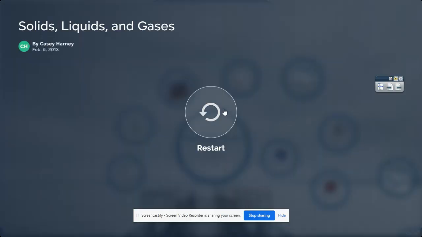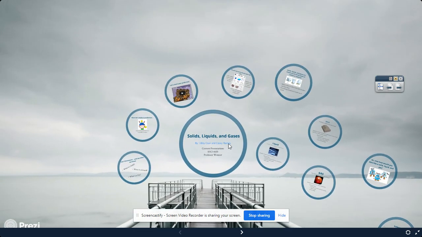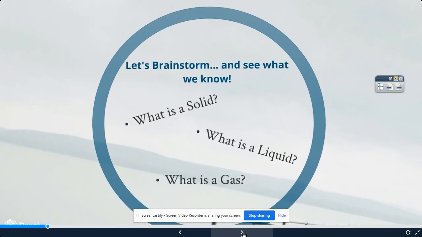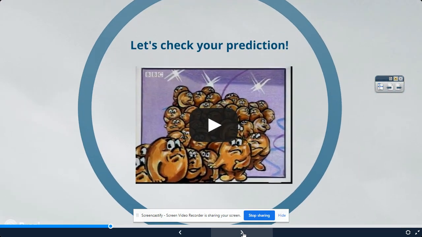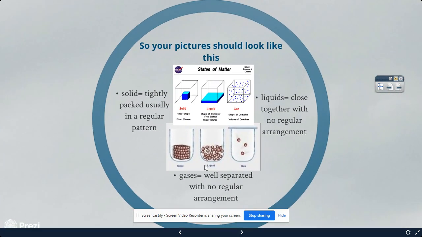The most important thing is for you to remember that solids have molecules that are tightly packed together, okay? Liquids, they are relatively packed together and they take the shape of the container. Solids do not change their shape. And gases take the shape of whatever space they're in, and they are well spread out.